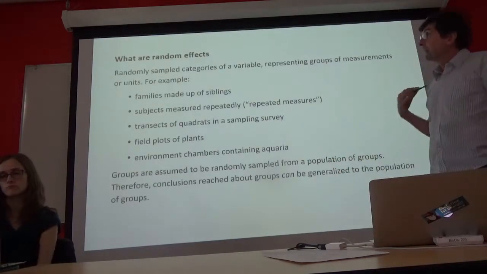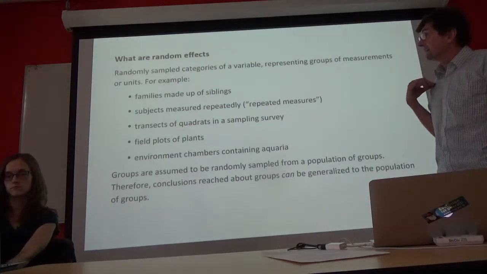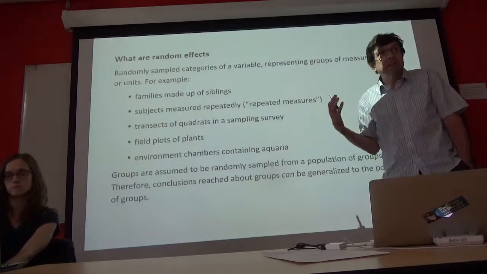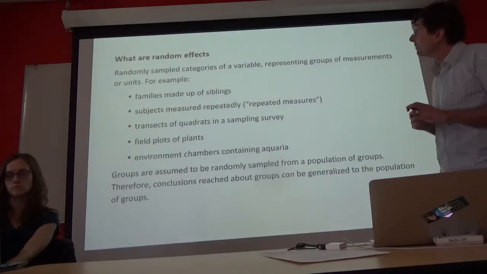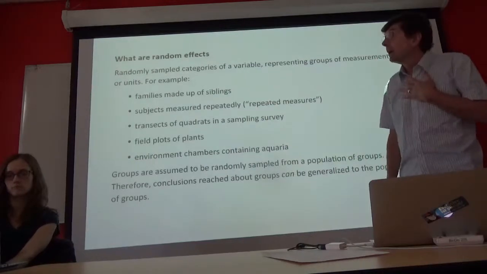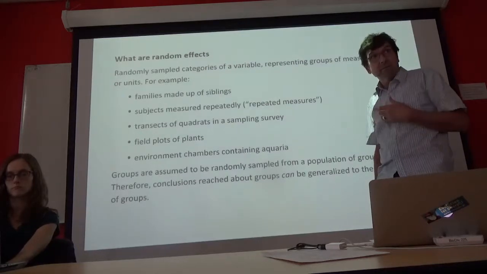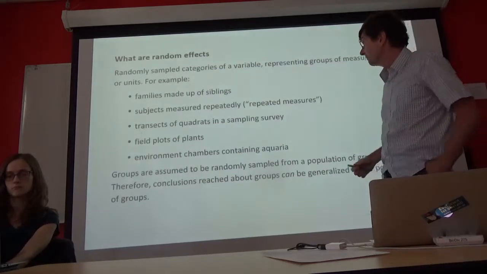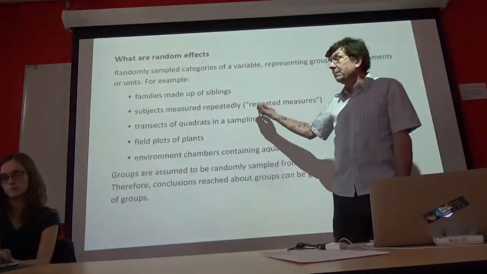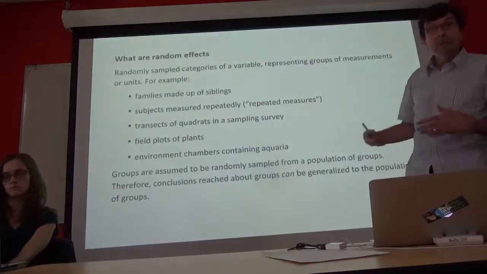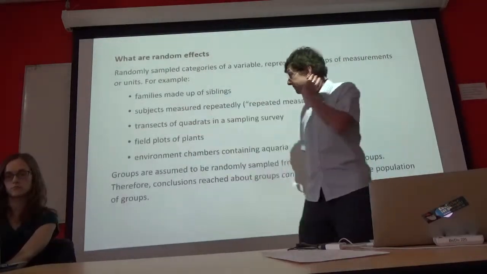How are random effects different? The difference between a random effect and a fixed effect is that a random effect is actually randomly sampled from a group of such effects. Examples might include a random sample of families, and the measurements you might make would be made on the siblings belonging to those families. Subjects themselves can be considered groups as well if repeated measurements are made on those subjects. The repeated measurements themselves are the equivalent of the siblings in families, and the subjects are random.